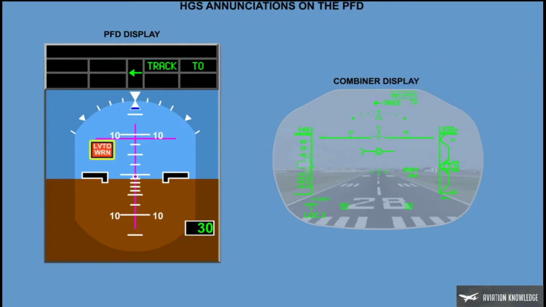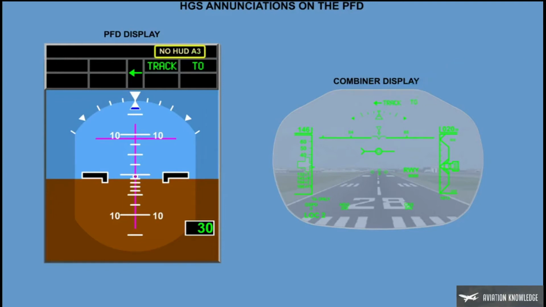LVTO warning. The low visibility takeoff operations warning is shown in red LVTO warning letters on the upper left corner of the PFD. In the combiner, LVTO warning will be blinking in the middle of the combiner display. HUD A3 armed. HUD A3 in white on PFD indicates that HUD A3 guidance function is armed. In the combiner, HUD A3 will be shown at the left top corner of the combiner display. HUD A3 active. HUD A3 in green, shown on PFD, indicates that the HUD A3 function is active and HGS guidance is being displayed. In the combiner, HUD A3 is shown at the right top corner of the combiner display.